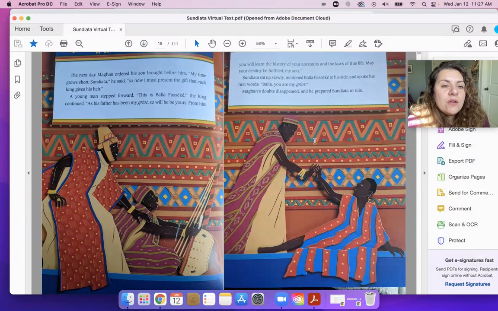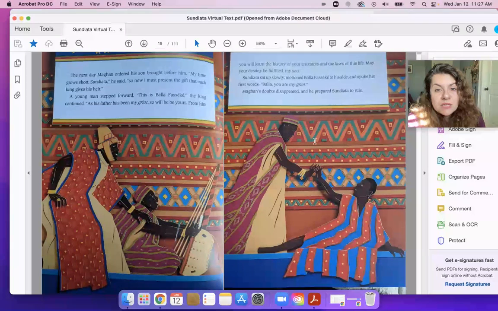The next day, Magan ordered his son brought before him. "My time grows short, Sunjata," he said. "So now I must present the gift that each king gives his heir." A young man stepped forward. "This is Bala Fasiki," the king continued. "As his father has been my griot, so will he be yours. From him you will learn the history of your ancestors and the laws of this life. May your destiny be fulfilled, my son." Sunjata sat up slowly, motioned Bala Fasiki to his side, and spoke his first words. "Bala, you are my griot." Magan's doubts disappeared, and he prepared Sunjata to rule.